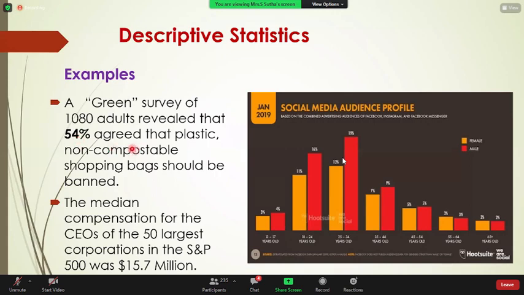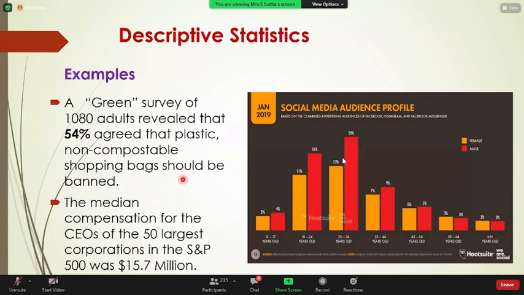So from the 1,080 adults, we have yes or no answers, right? Then how can we summarize? We find out of 1,080 respondents, how many say yes? So 54%. So here the percentage measure is used to describe the data. This percentage is a descriptive statistic. The percentage is a descriptive measure. Right. Second one, what about it?